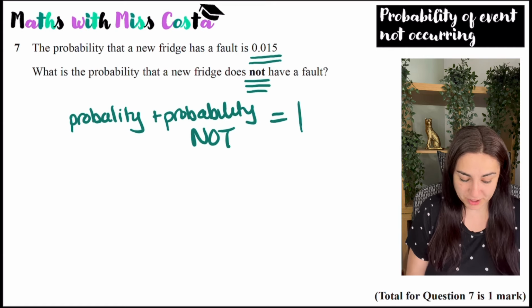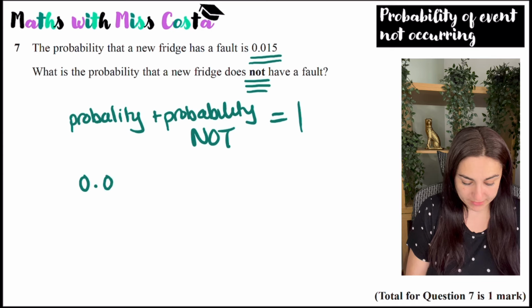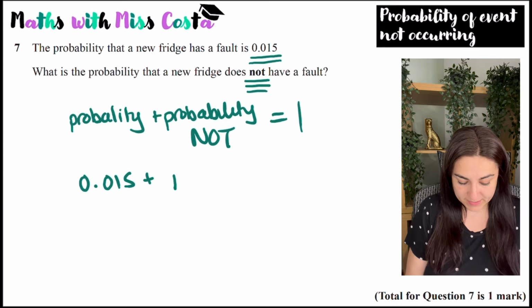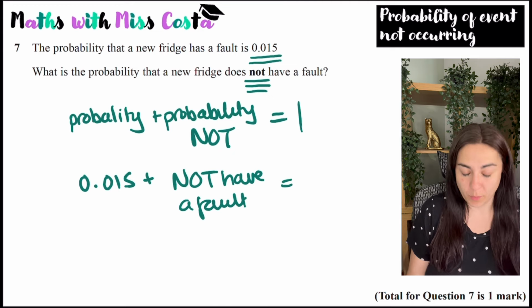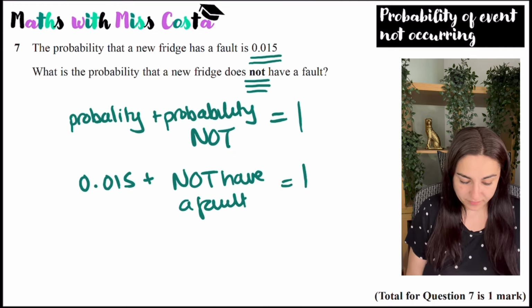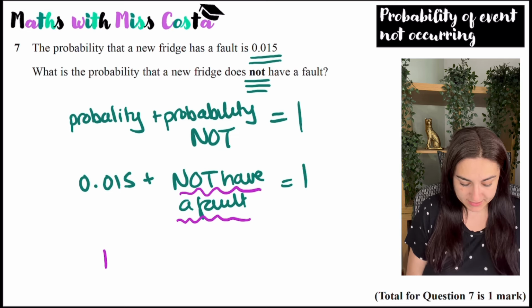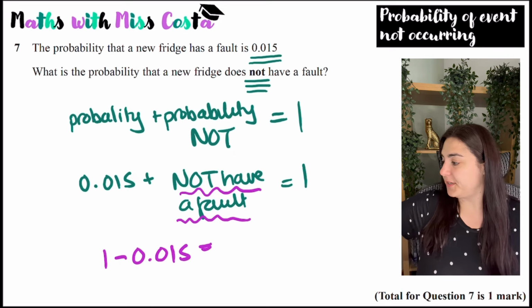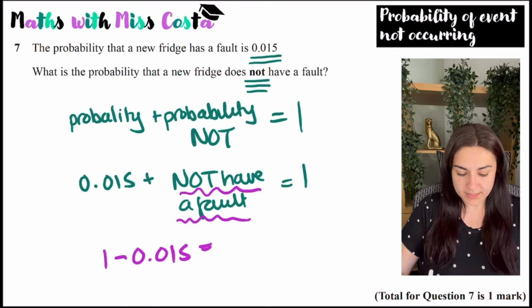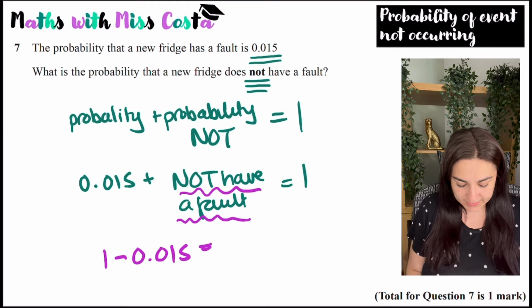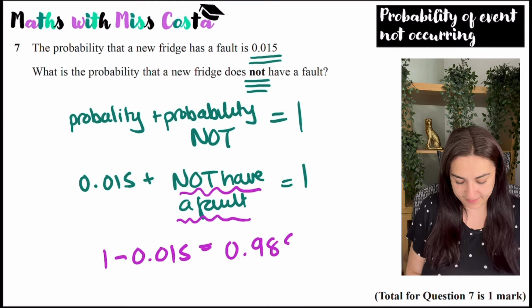So the probability that a new fridge has a fault is 0.015. The probability that it does not have a fault plus 0.015 must add up to 1. Therefore, to work out the probability that it does not have a fault, I would need to do 1 take away 0.015, which is 0.985.